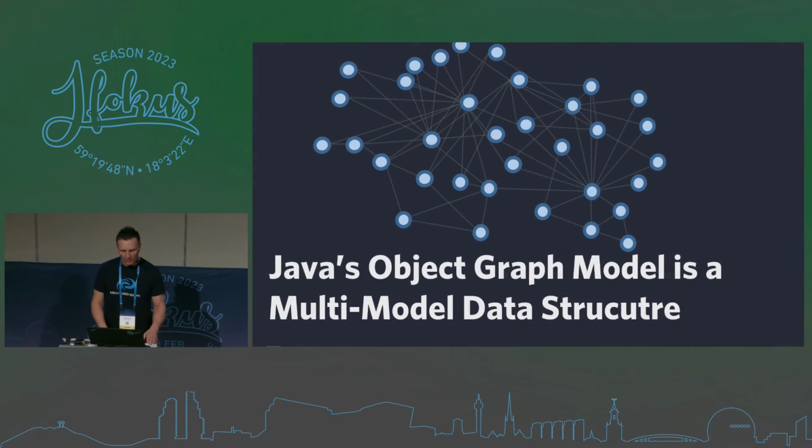Java also has a big advantage. All of these database systems out there introduce their own proprietary data structures or formats. Java actually has the best data structure that exists, and we have object graphs in Java. Why are object graphs so powerful? The database vendors currently work on multi-model databases because with microservices, each microservice should have its own database.